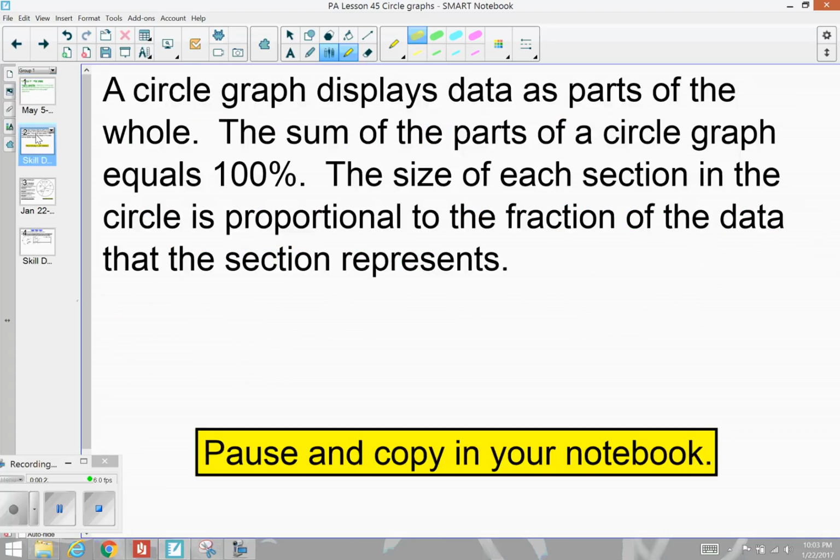All right, so when we're talking about circle graphs, these are graphs that display the data as part of the whole. So we're looking at percentages, where the circle, the pie, is the whole piece. When we add the parts together, the sum of the parts of the circle graph will all add up to 100%. And then the size of each of the sections, or the wedges within that pie, are proportional to the fraction or the percent of the data that piece represents. Okay? Go ahead and pause the video now and copy this into your notebook.